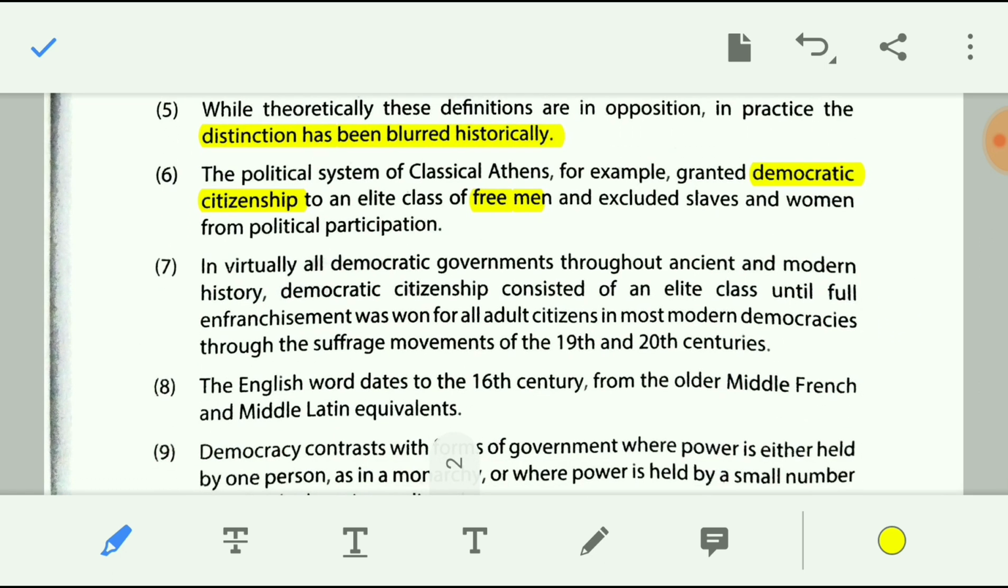Number 7, in virtually all democratic governments throughout ancient and modern history, democratic citizenship consisted of an elite class until full enfranchisement was won for all adult citizens in most modern democracies through the suffrage movements of the 19th and 20th centuries. Historical definition is also important.